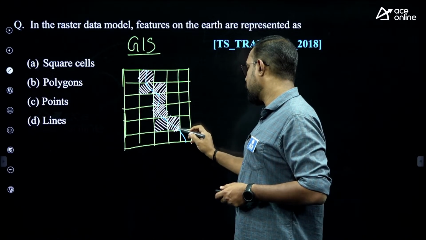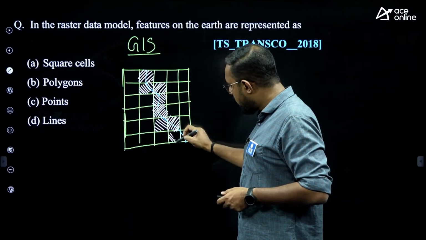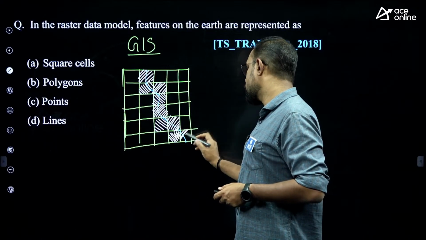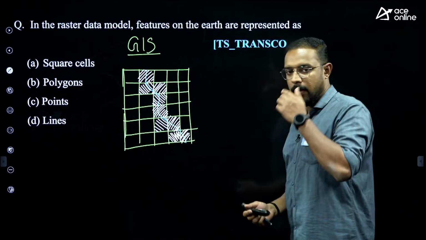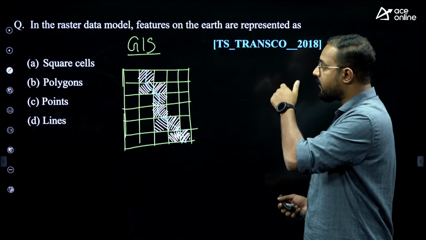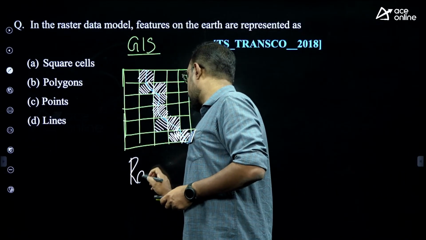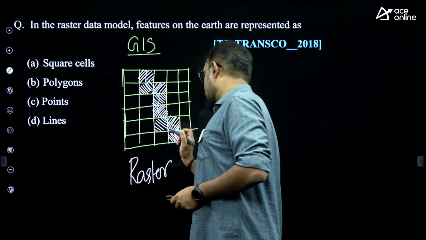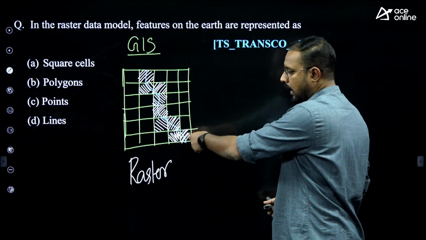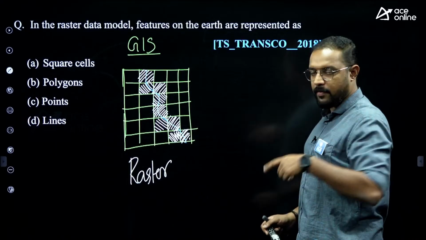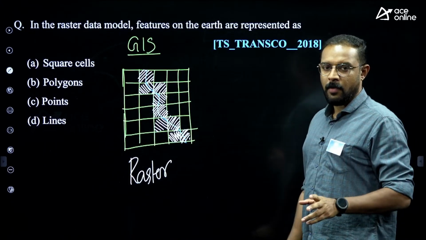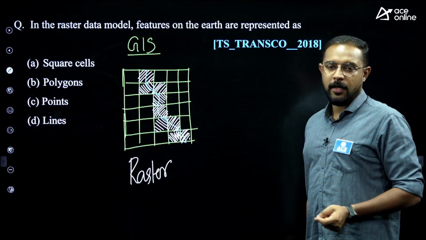This is also river. One small corner is there. This is also identified as river. So this is how the river is identified in your raster format. Now tell me, if I show you this and tell you that this is a river, will you believe me? Nobody will believe, because it does not look like a river to us.